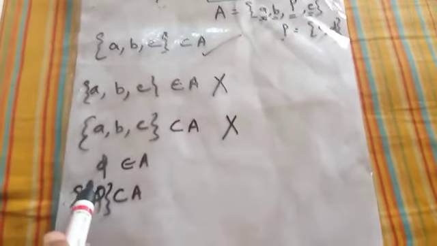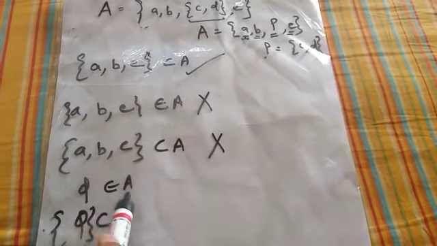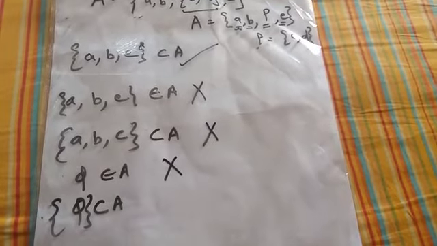Now phi belongs to A. Phi is a null set. Null set belongs to A. Set कभी भी belong नहीं करता है, so this is false.